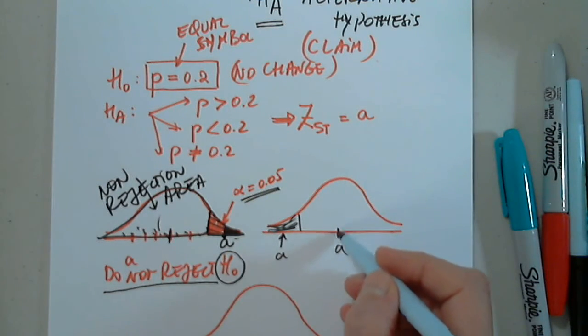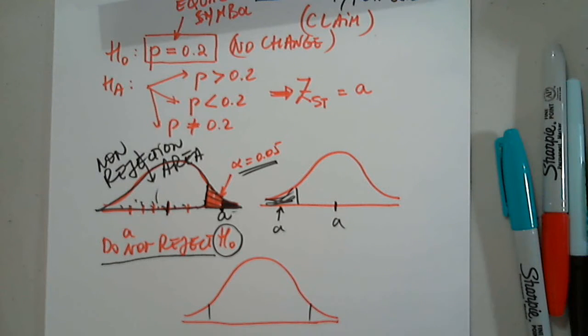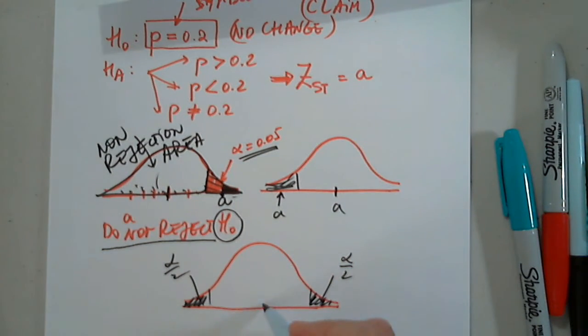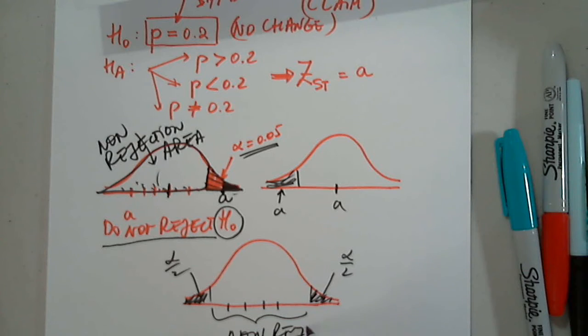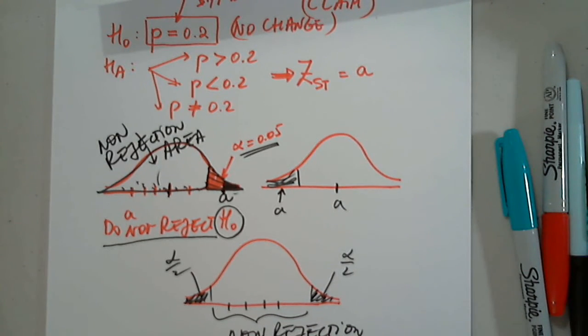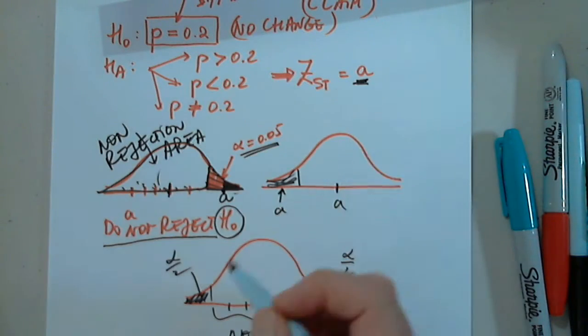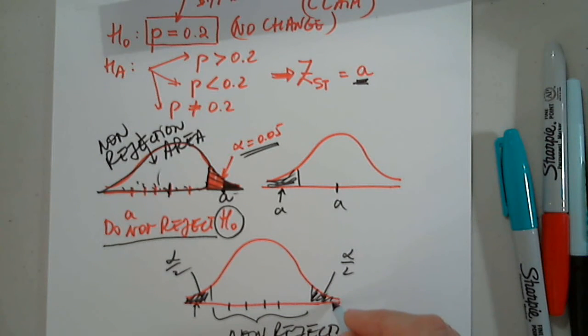Same thing here. What happens to a two-tailed test? Well, here I have alpha over 2, and here I have alpha over 2. If little a falls here or here, it's a non-rejection area of H0, the null hypothesis. But if this little number falls here or falls here, I will have to reject the null hypothesis.